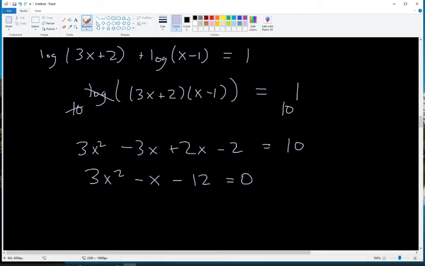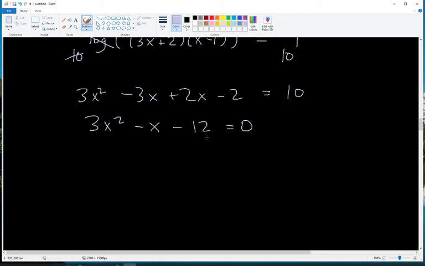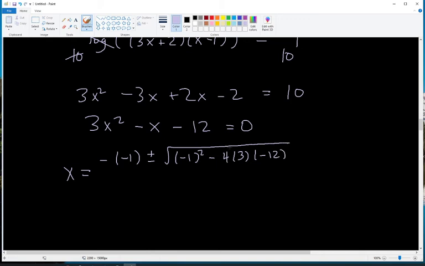So, let's see. I'm not sure if that factors or not, so I'm going to the quadratic formula at this point. So x is negative b plus or minus the square root of b squared minus 4 times a, which is 3, times c, which is negative 12. All that over 2 times a.